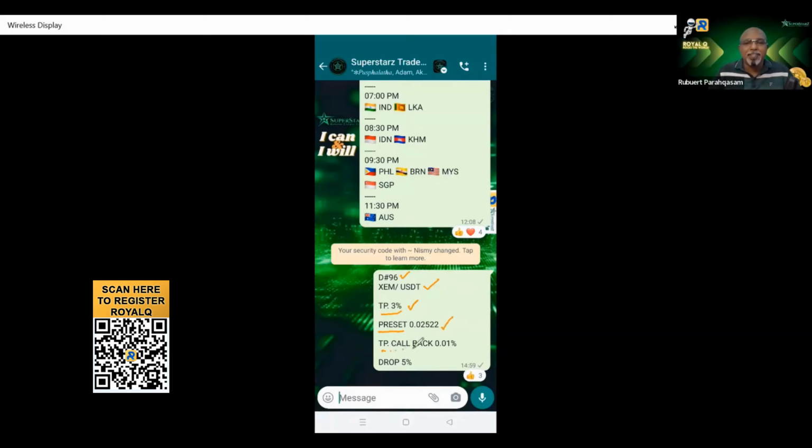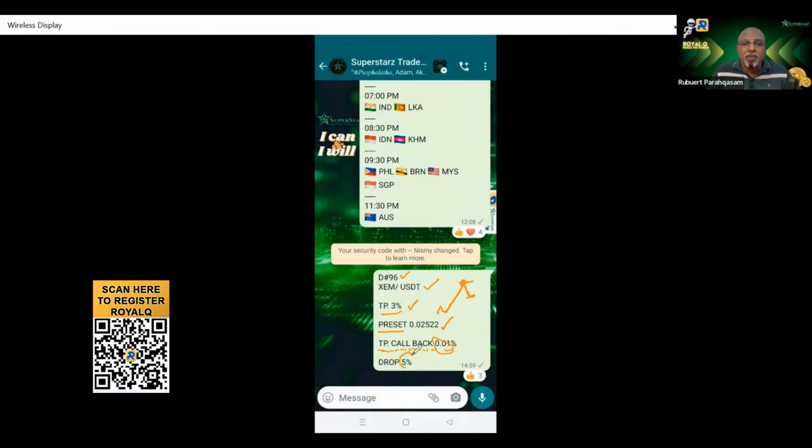Do you still understand what this is? Take profit callback. You guys understand? When the price has gone up all the way here and it moves against you by 1%, this is known as a callback. The market is doing a callback. It is moving against you. If it moves back by this amount, then the robot will sell.